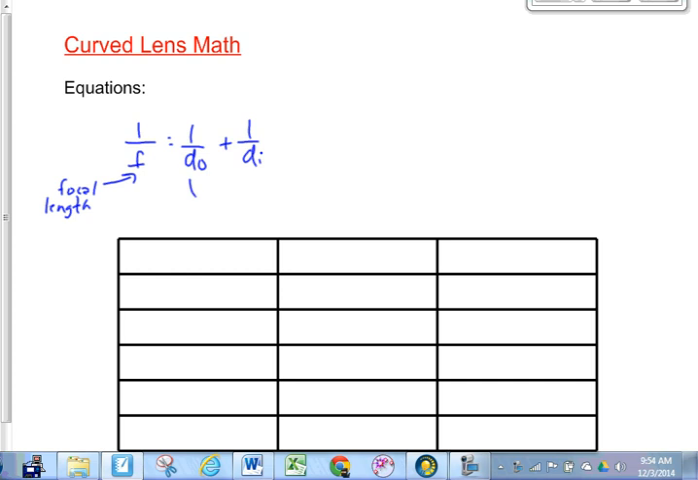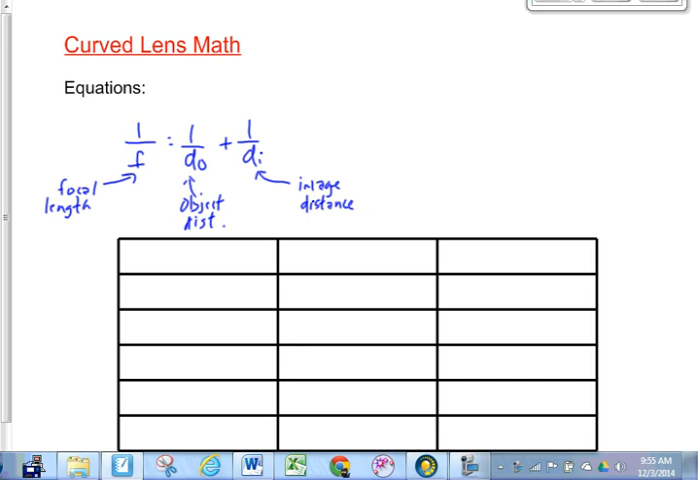dO stands for the object distance. And the object distance is the distance from the lens to the object, wherever we put the object, that right side up solid arrow that we do our lines coming from. di would be the image distance. That's the distance from the image, where those lines intersect, right side up or upside down image, to the lens itself.